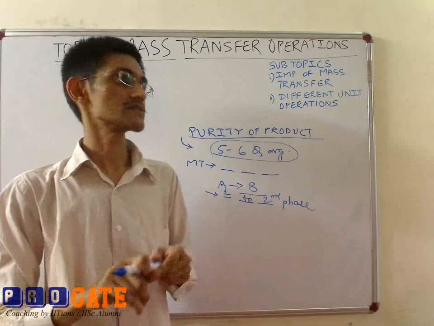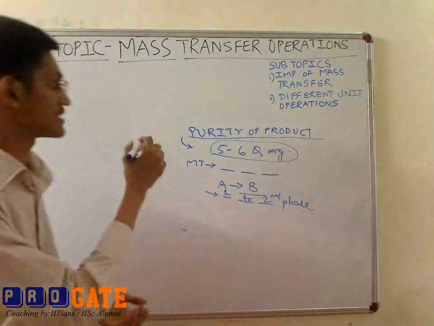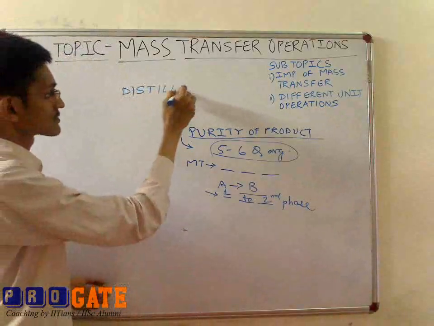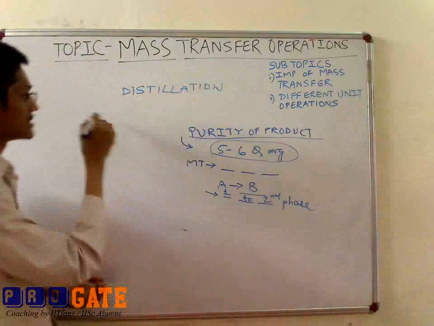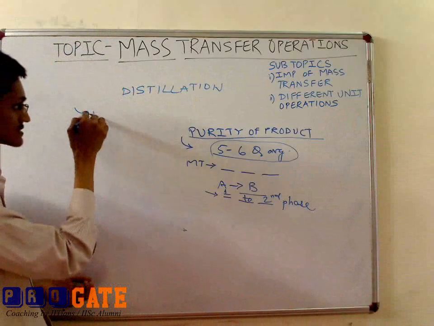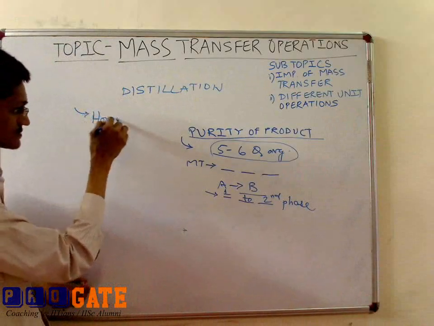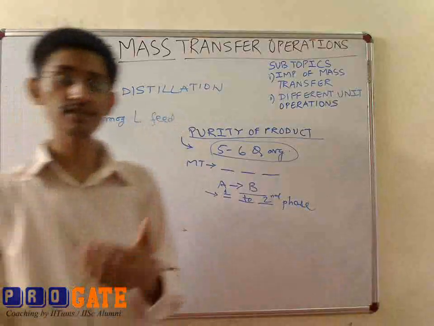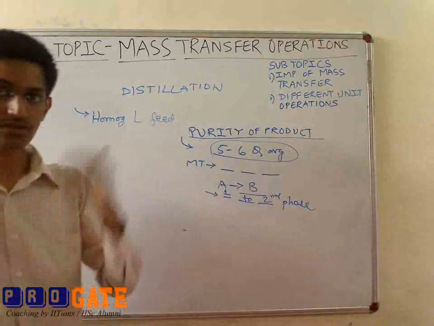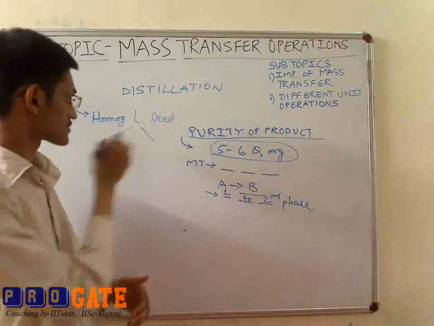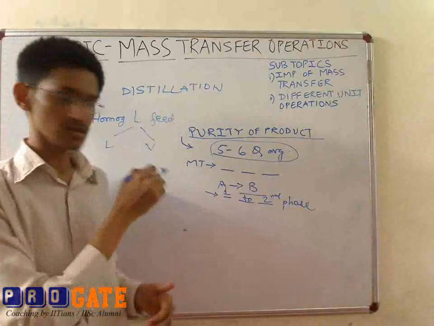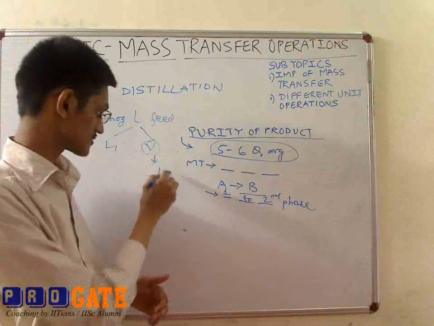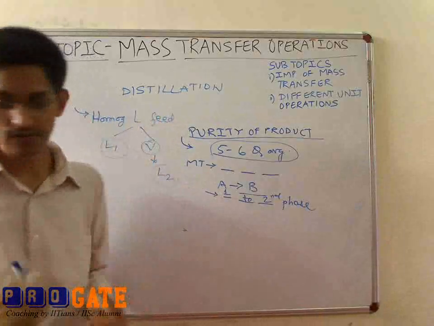So let's take an example, like we have a distillation column in a process. What does a distillation column do? Initially we may be having a homogeneous liquid feed. Through the heat input, this homogeneous liquid feed gets separated into two, that is liquid and vapor. Vapor on condensation may lead to another liquid. This is L1 and L2. L1 and L2 both may be of some purity.